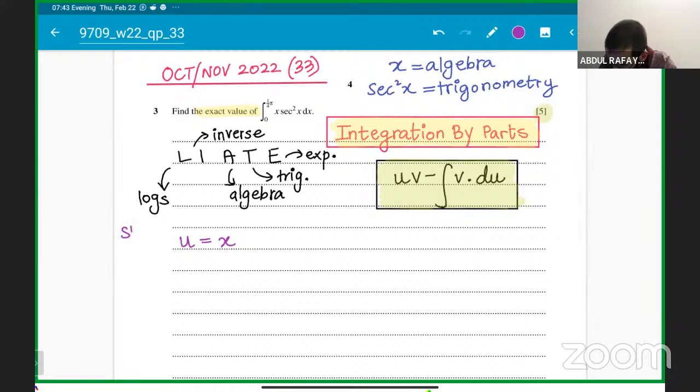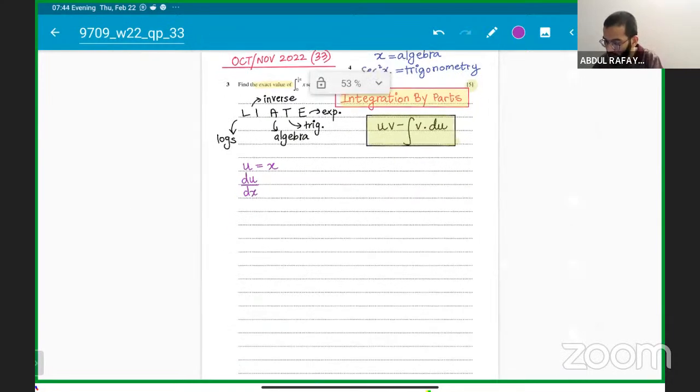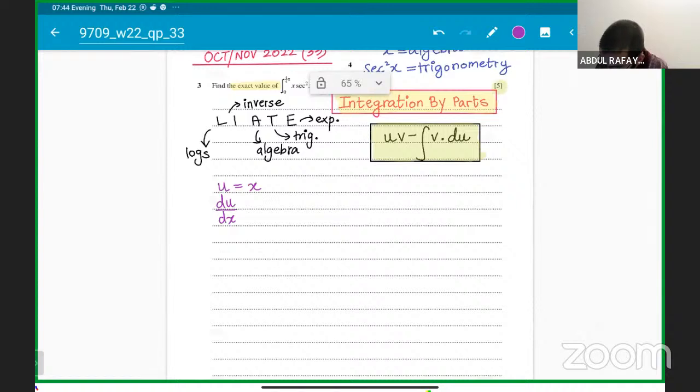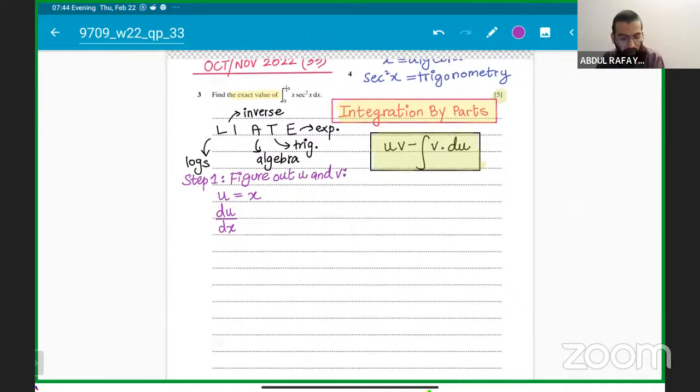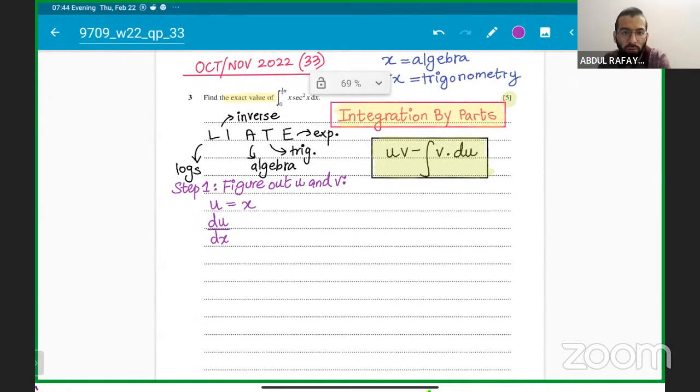This is step number one. Let's write it down, as I said, that we do it step by step. Step number one is to figure out u and v. So we are figuring it out.